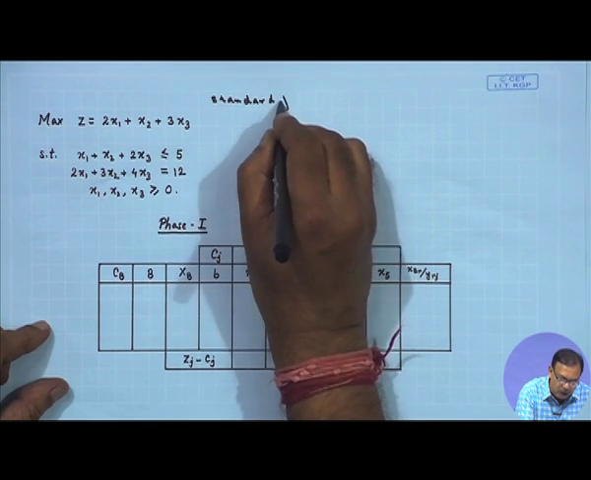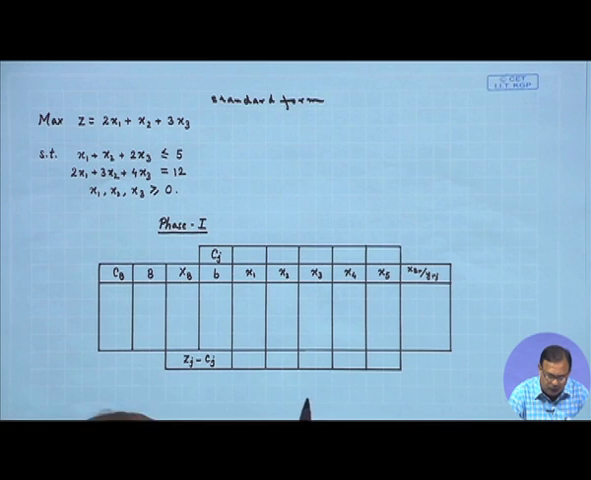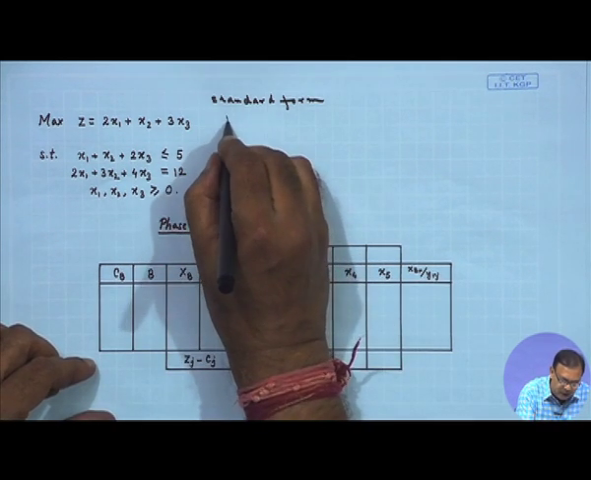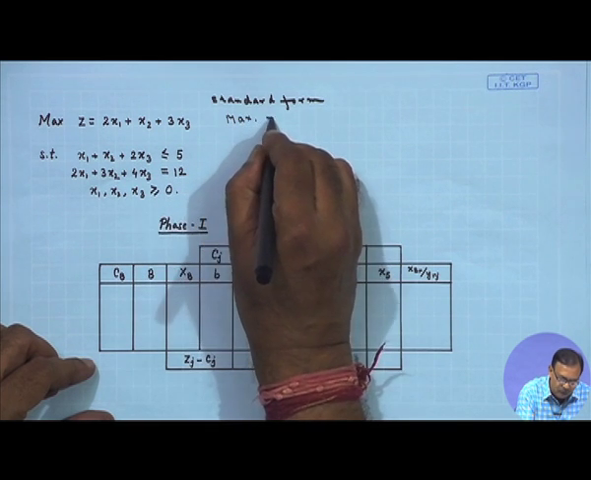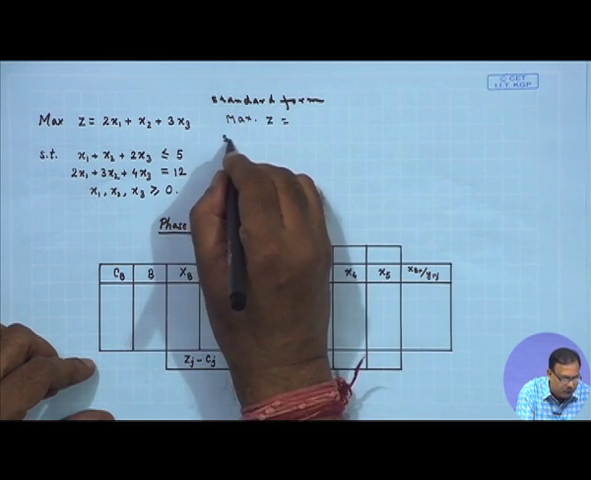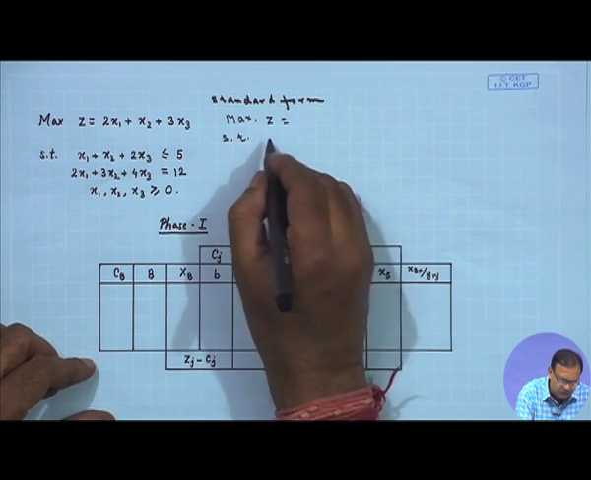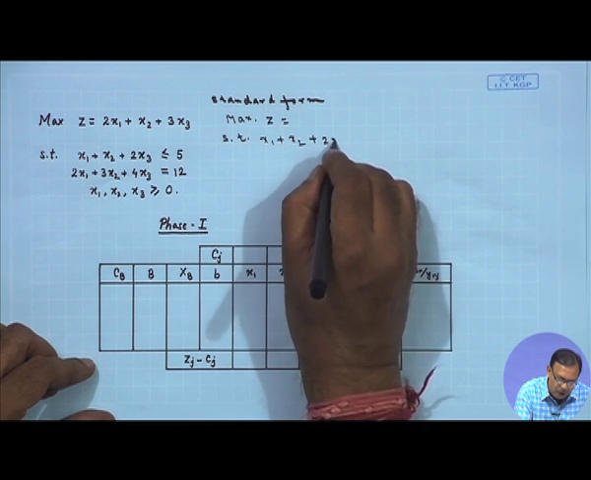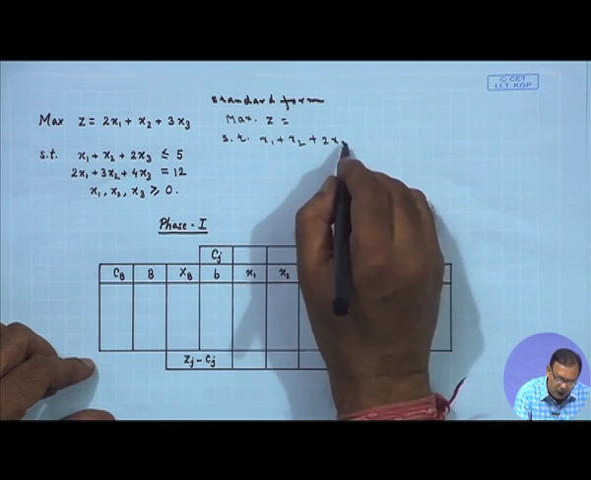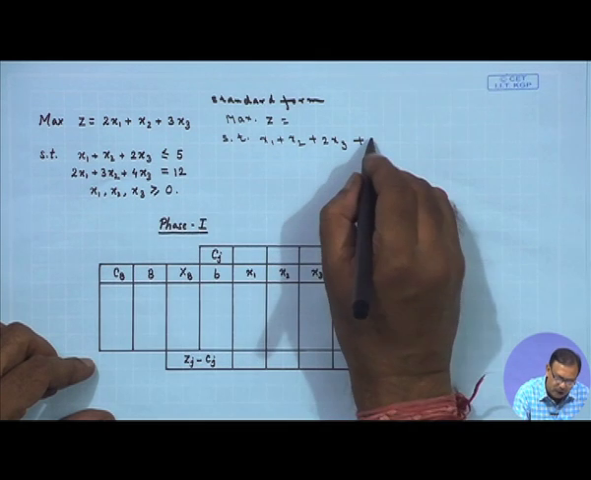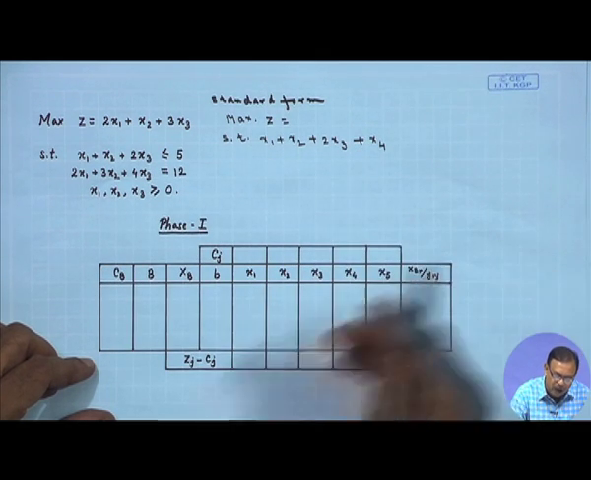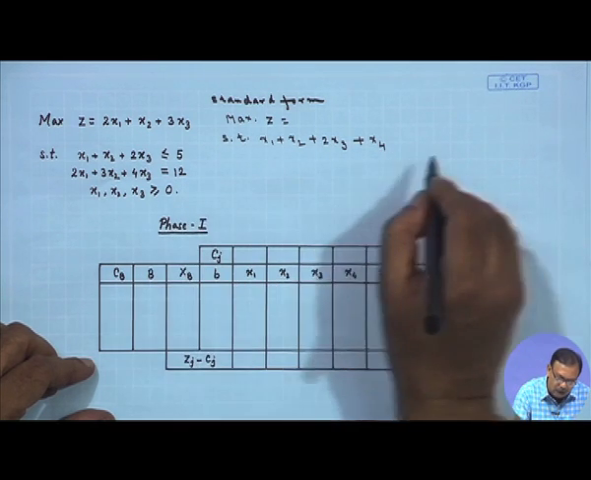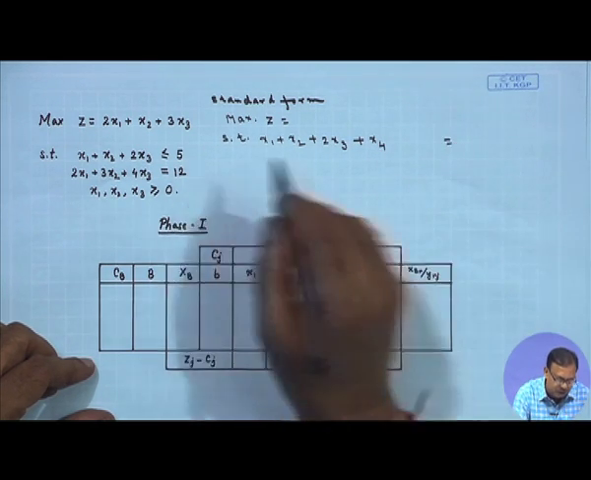I will write this one in the standard form. In standard form, it will be maximize z, subject to x1 plus x2 plus 2x3 less than or equal to. So, you will add one slack variable here and this equals 5.